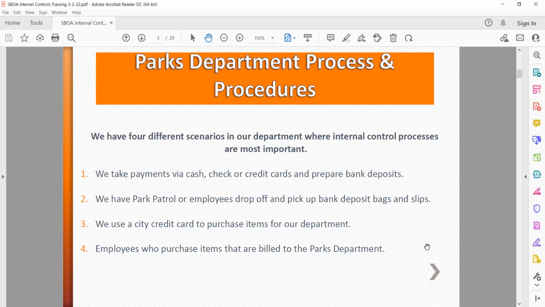The Parks Department's process and procedures. We have 4 different scenarios in our department where internal control processes are most important. 1, we take payments via cash, check, or credit cards and prepare bank deposits. 2, we have park patrol or employees drop off and pick up bank deposit bags and slips. 3, we use a city credit card to purchase items for our department. And 4, employees who purchase items that are billed to the Parks Department.